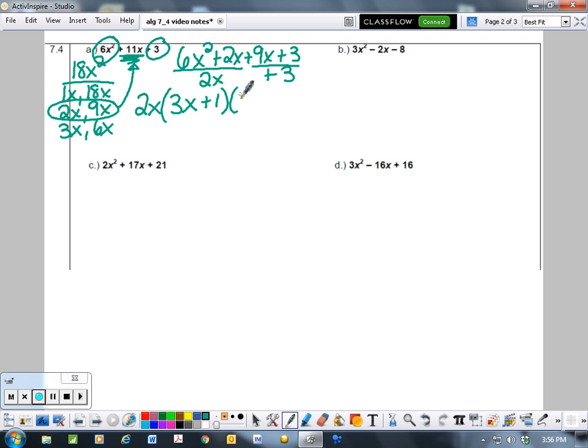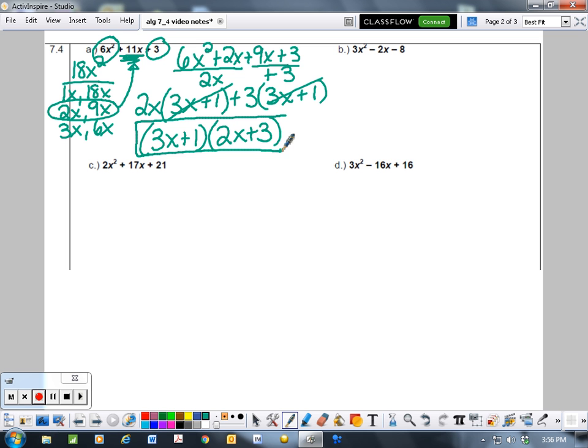9x divided by 3, I forgot to write down my plus 3. Factoring that out, I have to write it down. So 9x divided by 3 is 3x. 3 divided by 3 is 1. Since those match, I factor out that 3x plus 1. Boom, boom. Whatever is left behind is my next factor. So this is our final answer.